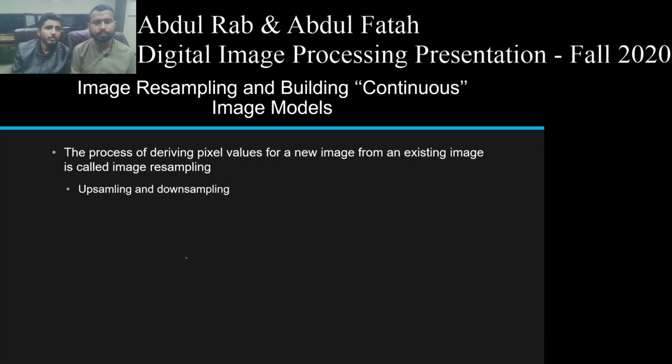Now coming to the next slide, we are going to define image resampling and build continuous image models. Image resampling is the process of deriving pixel values for a new image from an existing image. For example, if we have a test image which is the original one and we create a new image from that, that is known as resampling. There are 2 types of resampling: upsampling and downsampling.